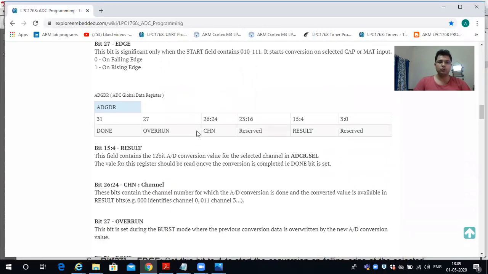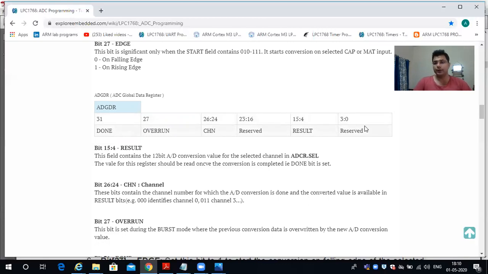Now we will move to the global data register. Just after conversion, obviously we require some register where our module will write the output. So this is the global data register, because in the global data register, whatever the recently converted value is, that recently converted digital value will find its place here in the ADC global data register. Bits 0 to 3 are reserved.